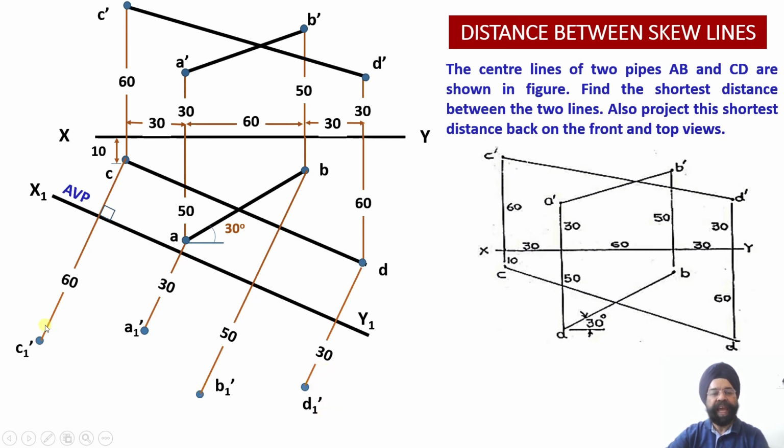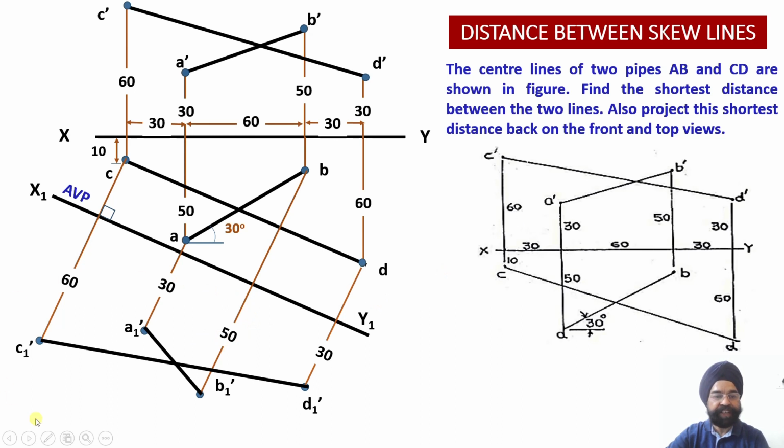Now you see, having drawn these 4 points, I know A and B is one line, C and D is another line. So I need to join A with B and C with D, that is A1 dash and B1 dash. These 2 points need to be joined. Similarly, C1 dash and D1 dash points also need to be joined.